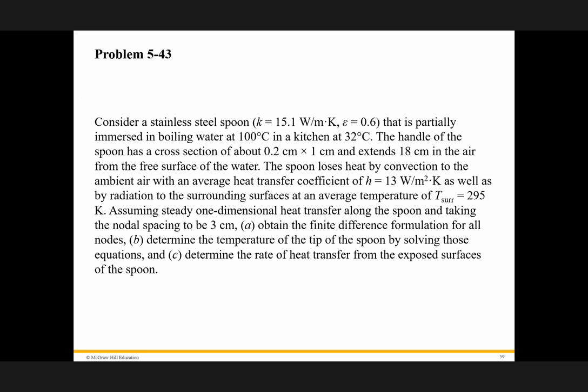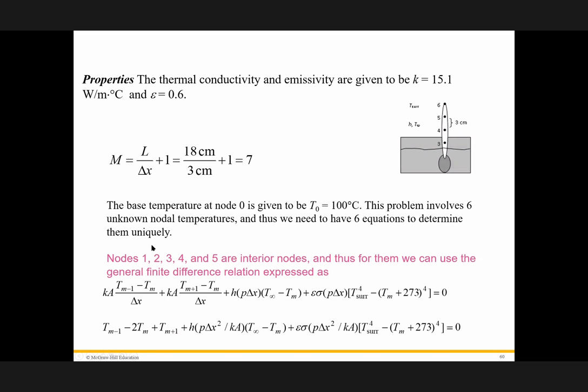Therefore, we're trying to find the temperature distribution in the spoon. The dimension is given, 18 centimeters. The temperature of the water is given, the ambient temperature in the kitchen has been given, the physical property of the material has been given, everything has been given. Therefore, we have to write a set of finite difference equations for each node, okay? If you look here, I'm sorry, I have all the solution here. I forgot to change it. Just pay attention, then you can have time, okay?